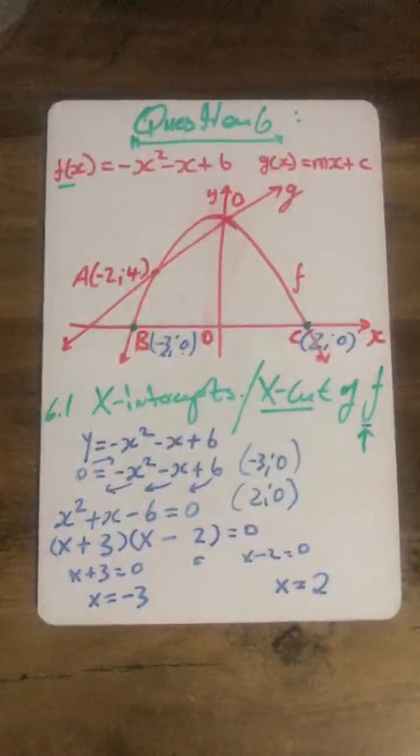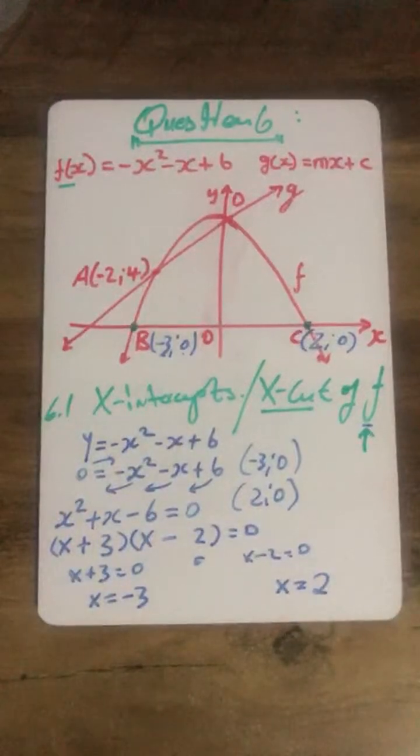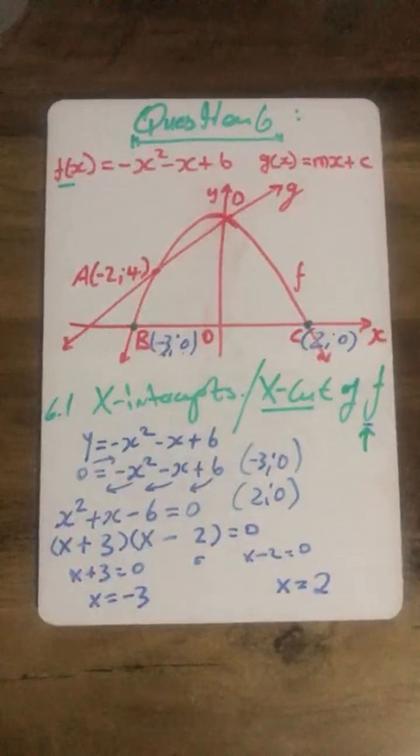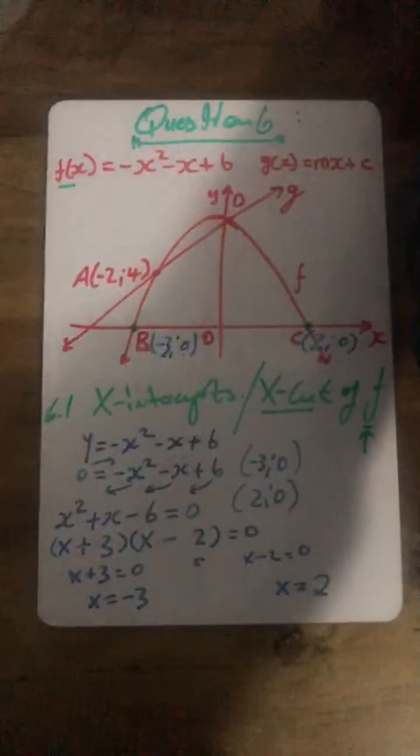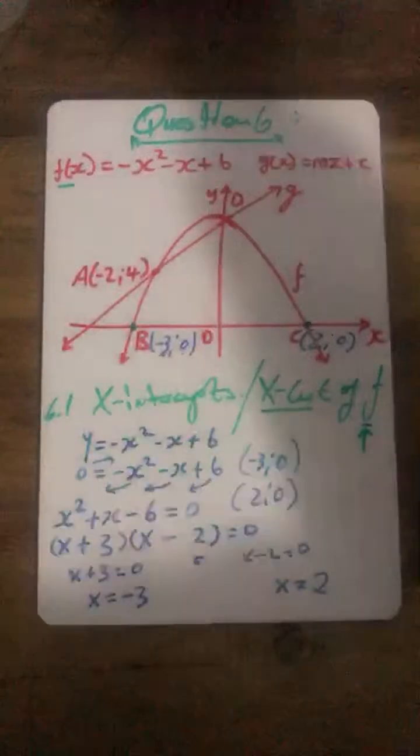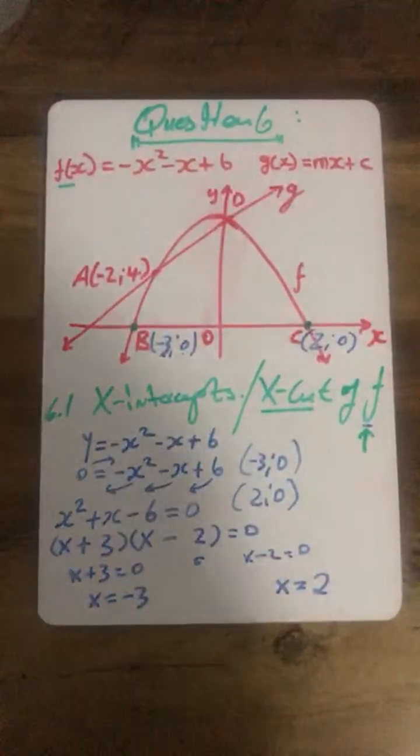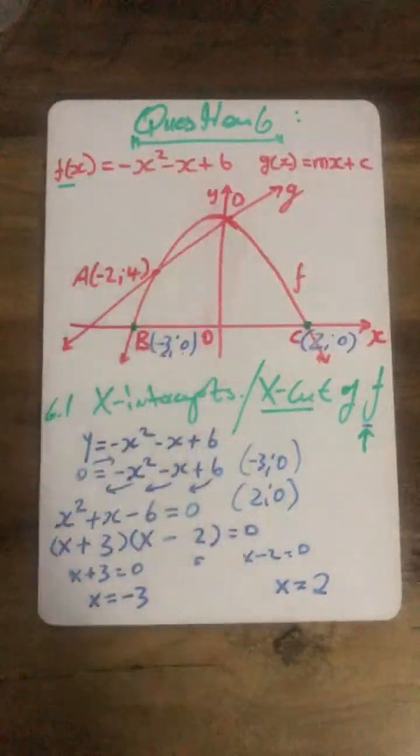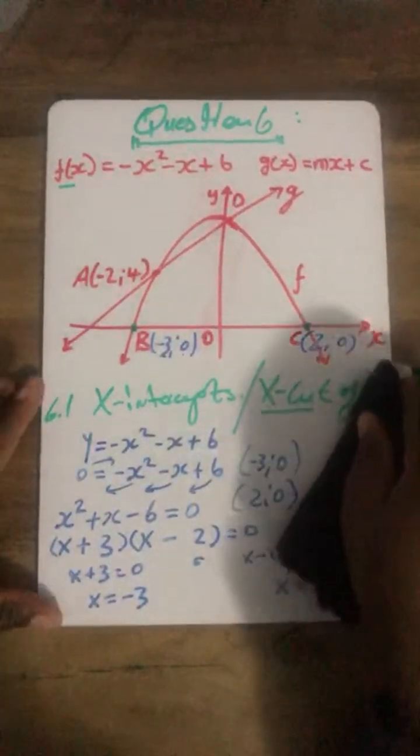So that's how you would work it out, honorable members. I would advise you to take a screenshot so that in case you need to redo this, you've got the memo. Now we're going to be moving on to the next question, which says, write down the equation of the axis of symmetry of f.